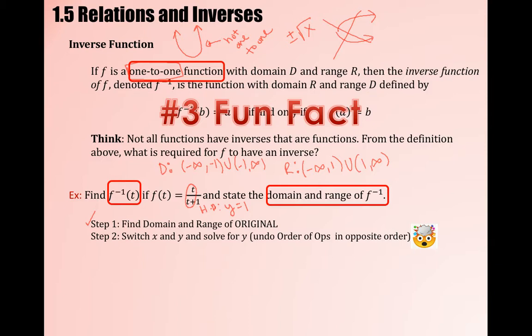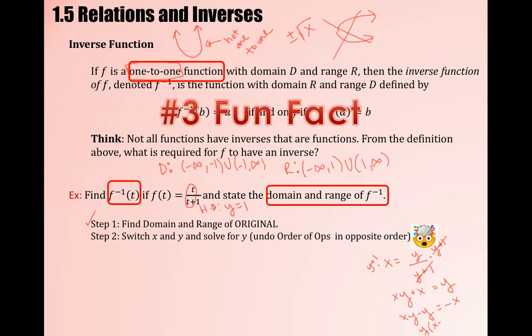So we're going to undo order of operations, go backwards. So let's see. I'm going to use x and y. I'm going to say x equals y over y plus 1. And my goal is to solve for y. So I'm going to start by multiplying both sides by y plus 1, and I'm going to distribute that x. So xy plus x equals y. I'm going to go ahead and subtract the y and subtract the x, and then I'll factor out a y.